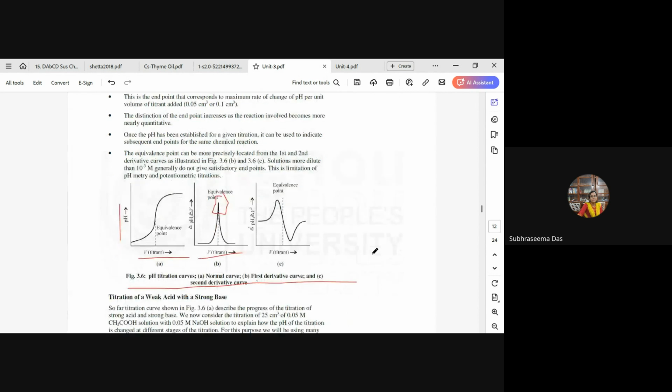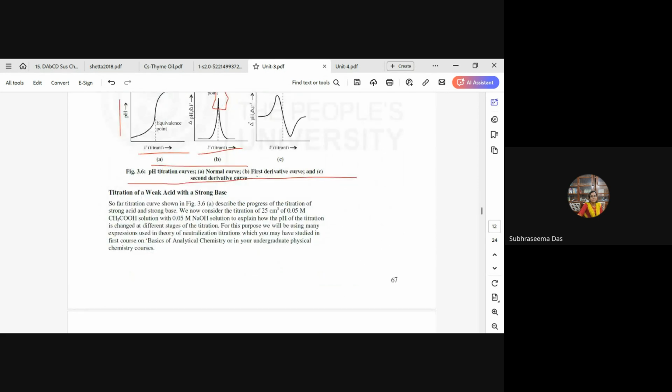Then also in figure 3.6c, we see that the second derivative has been used. Although the second derivative is not very commonly used, the equivalence point can still be known. In most cases, the first derivative is used, like in 3.6a and b, which are plotted.